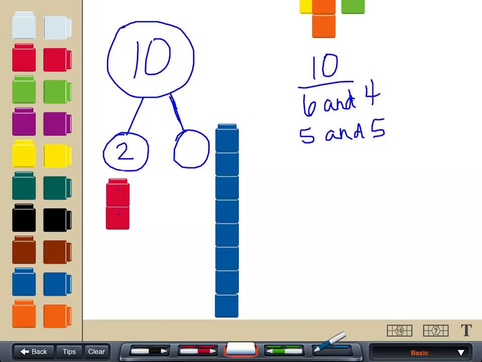We have a group of 2, and let's see what's in our other group. 1, 2, 3, 4, 5, 6, 7, 8. So another way we can get 10 is 2 and 8. Do you think there are other ways to decompose 10? You're right. There are a lot of ways to decompose 10. So I want you to be thinking of any more that you could come up with. Remember, you just start with 10 and then break it into two parts.